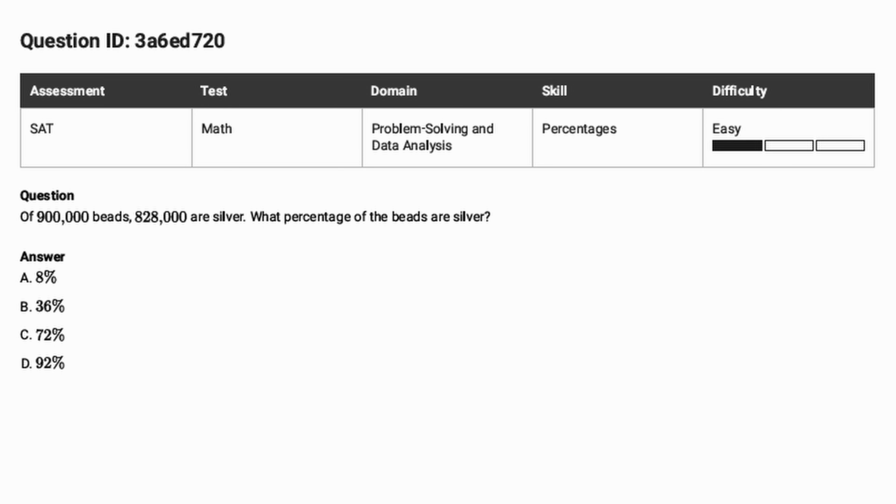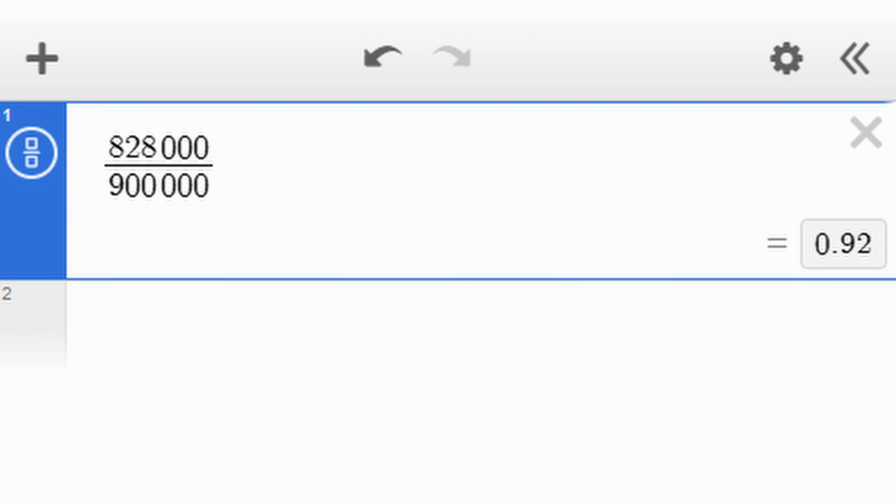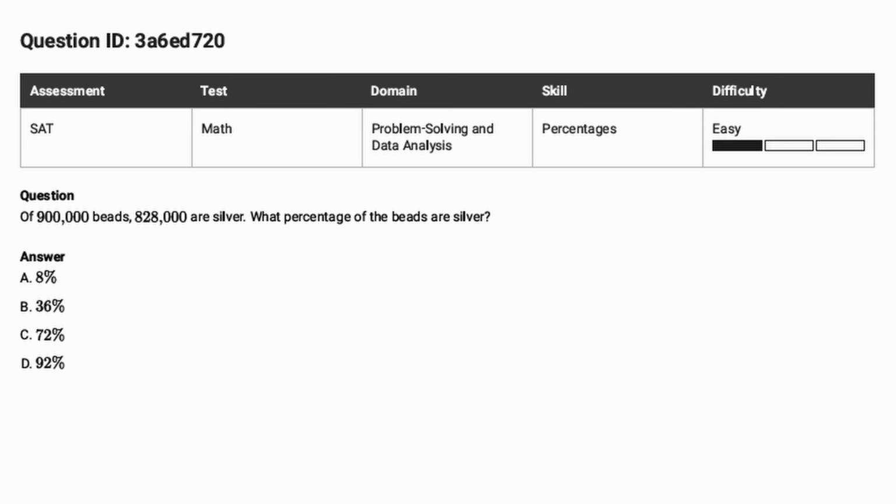All right, so if we chuck this into Desmos, we can find out what the fraction is from 828,000 over 900,000. And we get 0.92 as the decimal that Desmos spits out to us. We know that 0.92 out of 1 of the beads are silver, which is 92% of them.